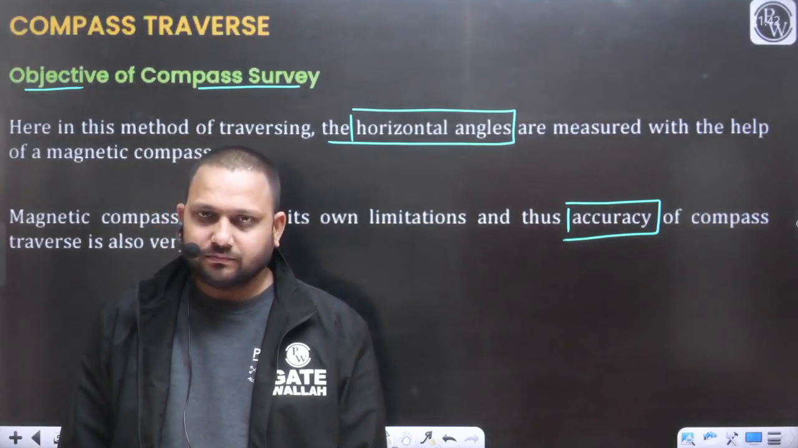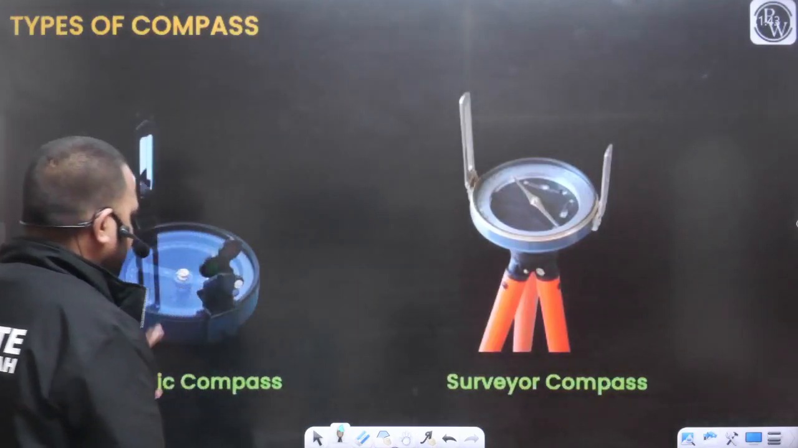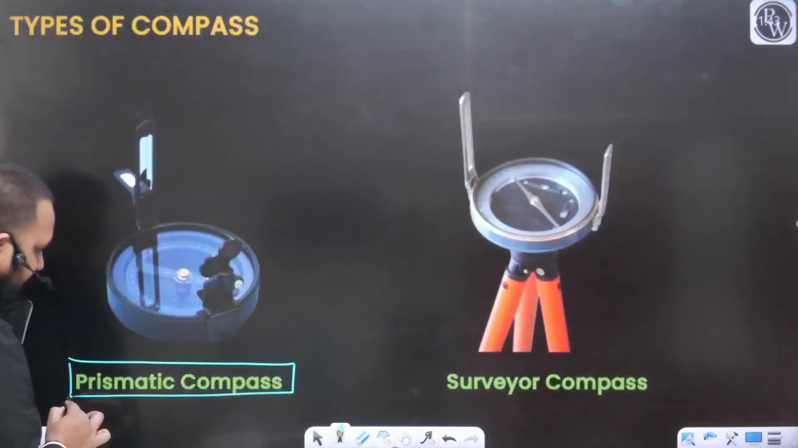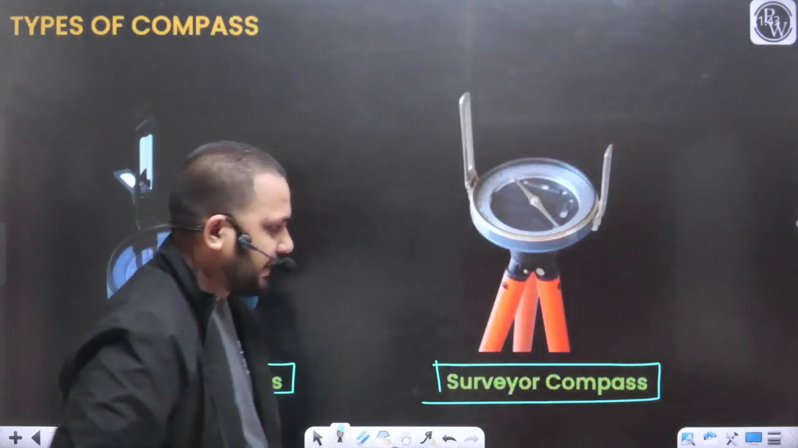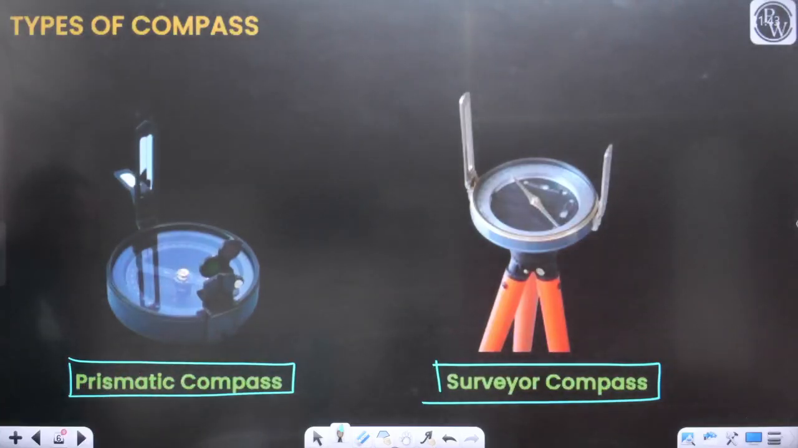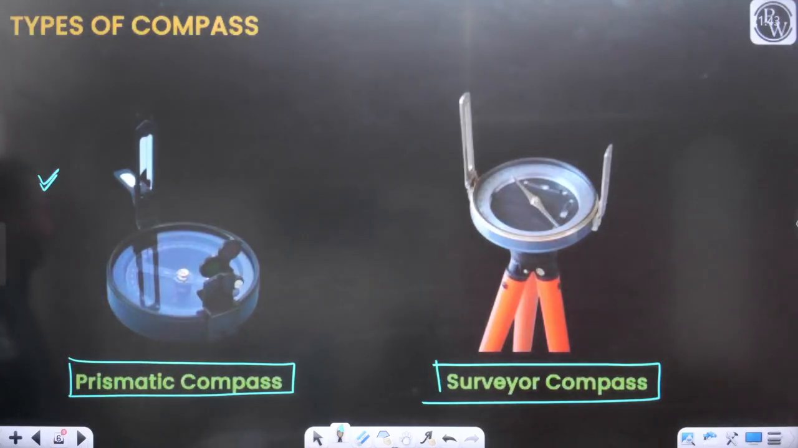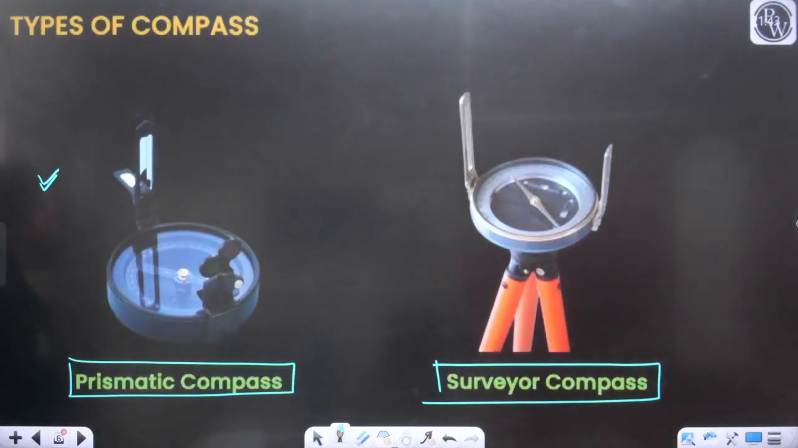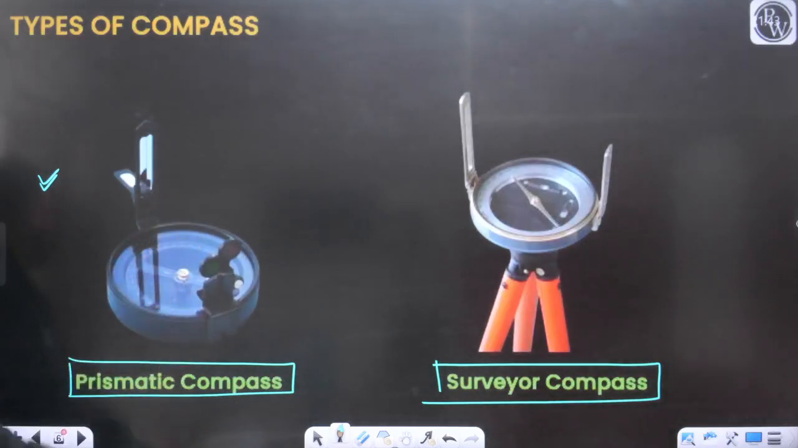Okay, so now let's move further. These are the instruments that we are going to use. There are two types of compass: one is the prismatic compass and another is the surveyor compass. Practically, in the field we use the prismatic compass more frequently than the surveyor compass. So let's see some basic construction details of the prismatic compass and surveyor compass. This is the compass. There is a metallic box, as you can see, a black colored box.